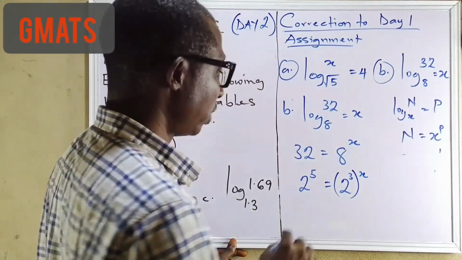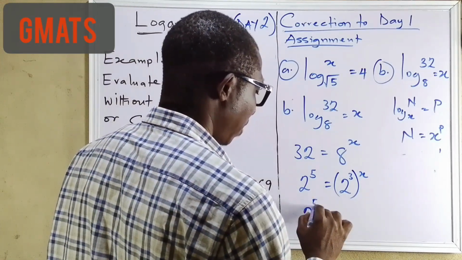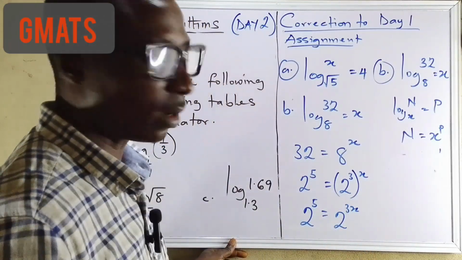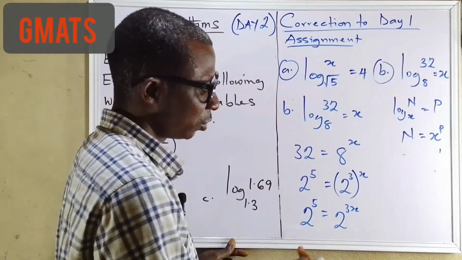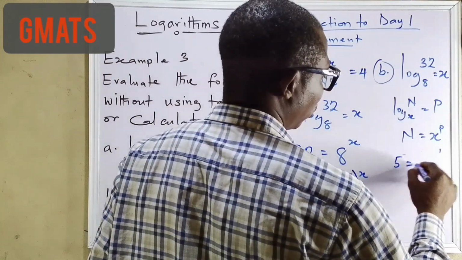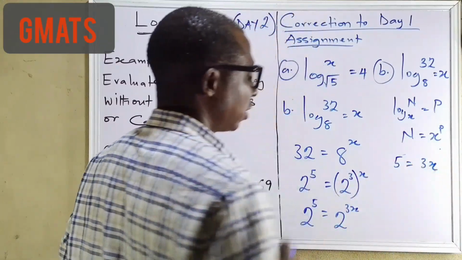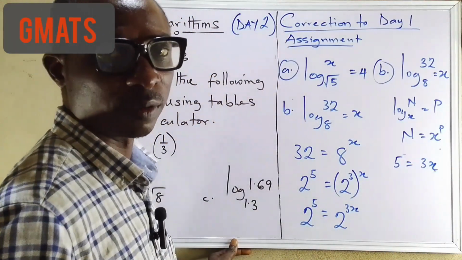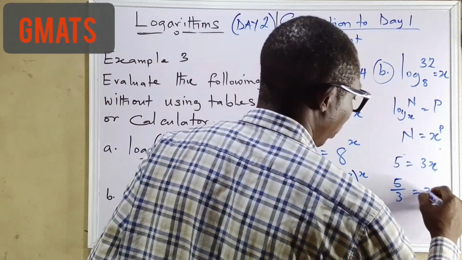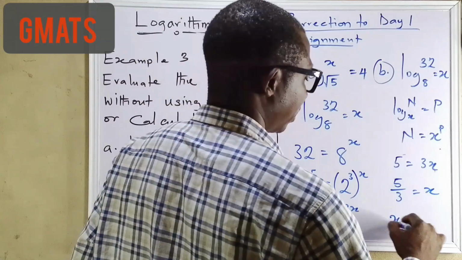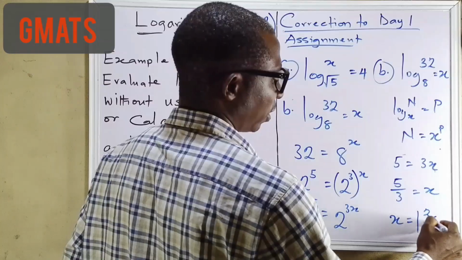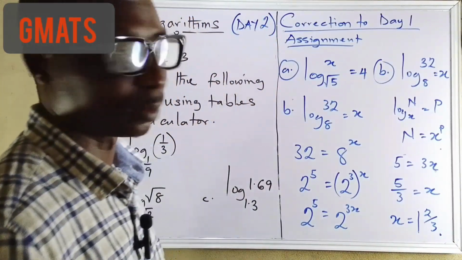Now we have 2 raised to the power of 5 equals 2 raised to the power of 3x. You can see the bases are equal. Once the bases are equal, you equate the powers. So you have 5 equals 3x. Then you divide both sides by the coefficient of x, that is 3. So you have 5 over 3 equals x. So x will be, 3 goes into 5 once, remainder 2, so 1 and 2 over 3. This is the answer to the problem.